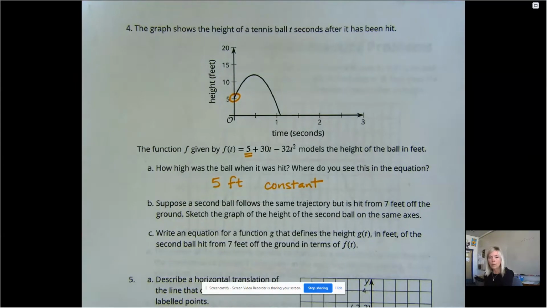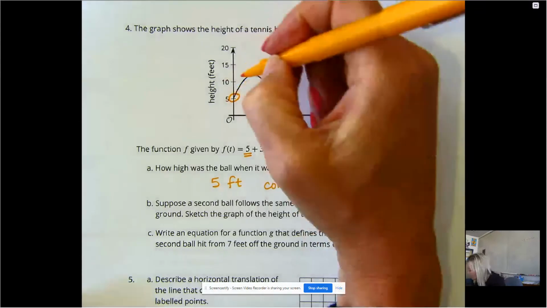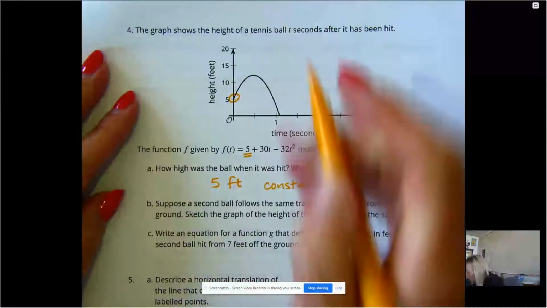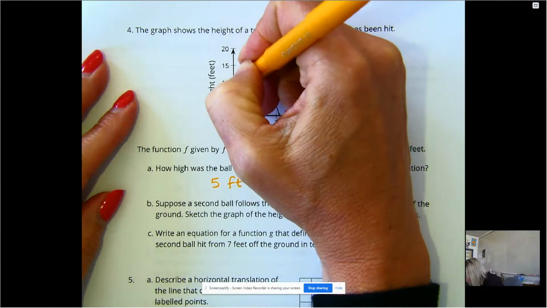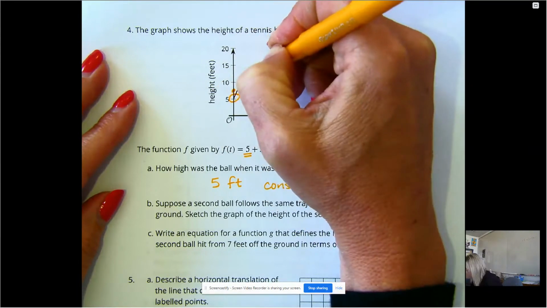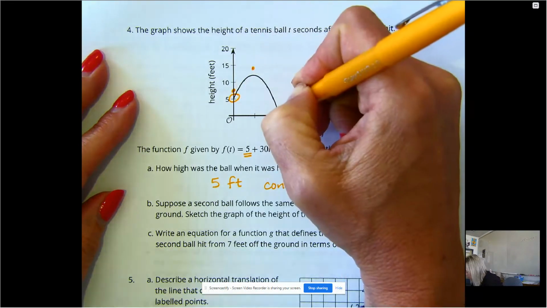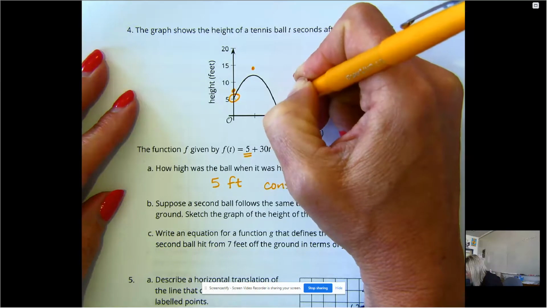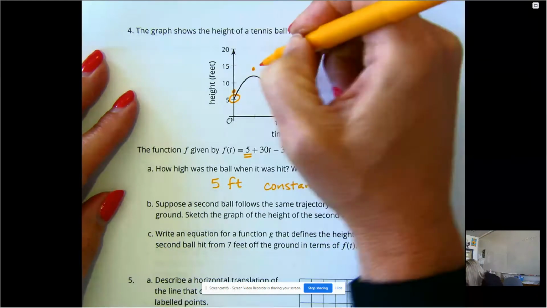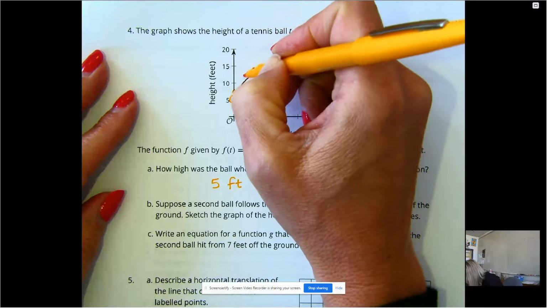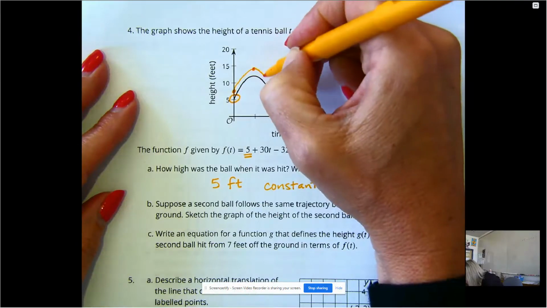Okay, suppose the second ball follows the same trajectory, but is hit from 7 feet off the ground. So if it was hit from a height of 7 instead of a height of 5, each part of this graph would just be 2 places above what we see right now. So about there, and then this would be about here. And so we would have something like that.